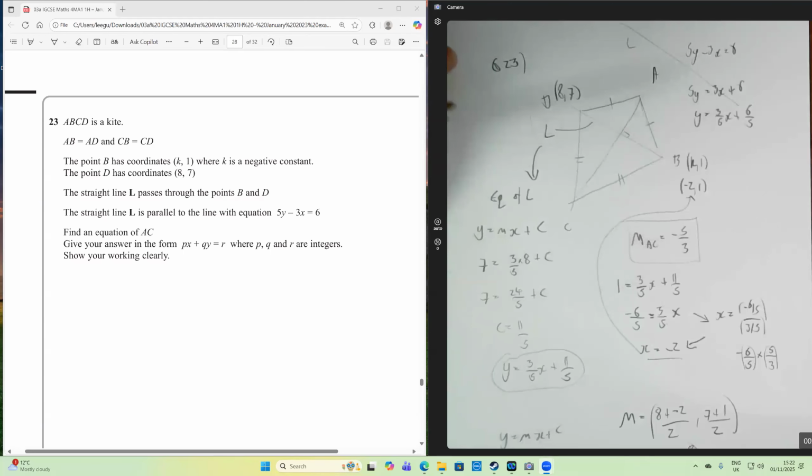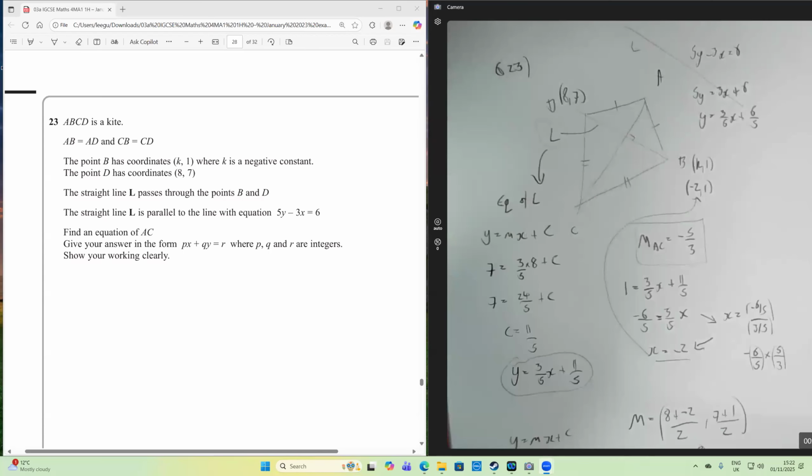Hello everyone, we've got a 6-mark coordinate geometry question here, about a kite. They love these kinds of questions on IGCSE, and in my experience, students don't like them so much. So what have we got?